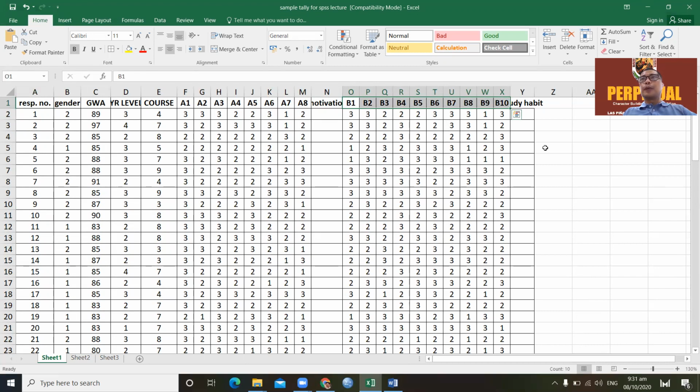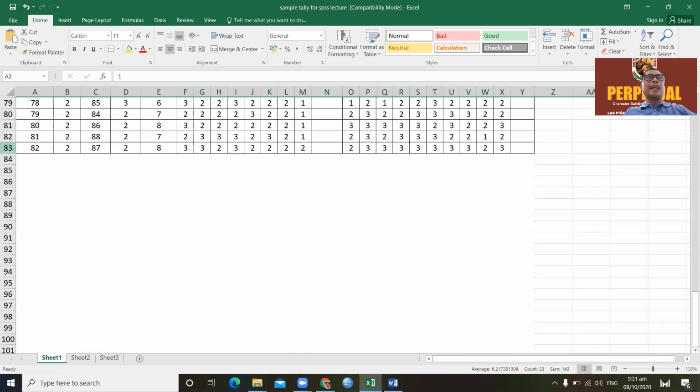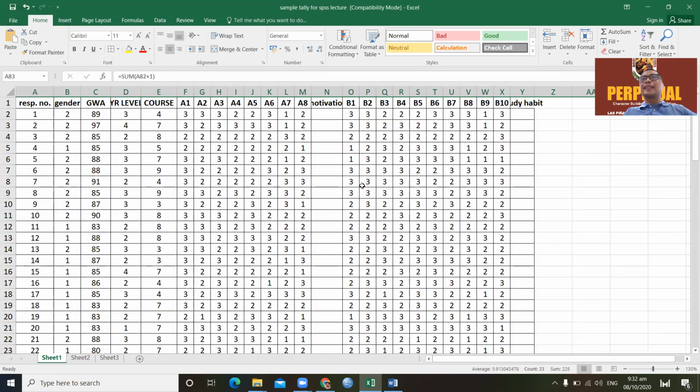Same rating, 1 to 3, based on the responses of the first respondent. The answer is 3 for question number 1 for study habit, 3, 2, 2, 2, 3, 3, 3, 1, 3. You're already done with the first respondent. You do that for all the respondents until the 82nd respondent so that you would have this kind of tally sheet.